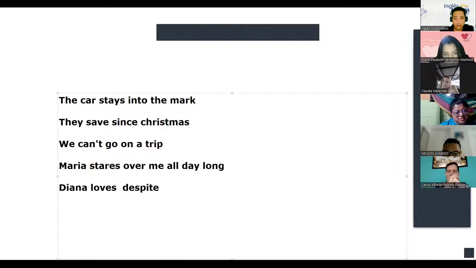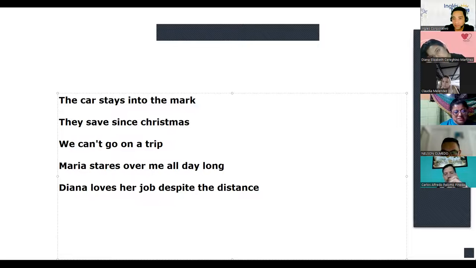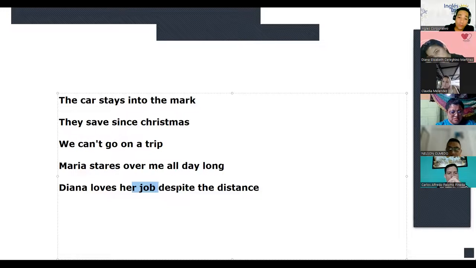Diana loves her boyfriend despite he cheated on her. Oh my God. Nah, that's too toxic. Let's say her job. Diana loves her job despite the distance, as Maria Elena said. Okay, Diana loves her job despite the distance. That's it. So sometimes you may need something before. The whole point is that after a preposition, you need a noun.